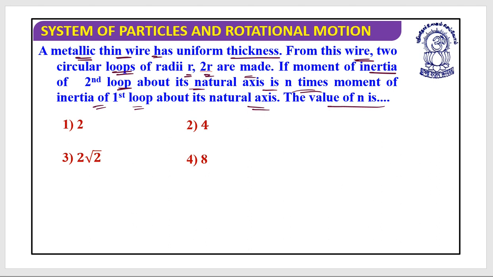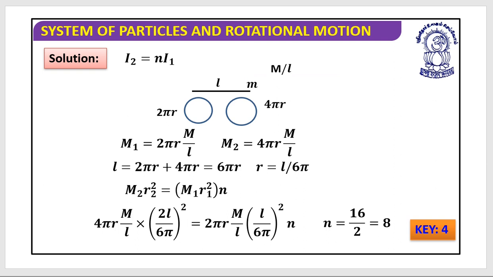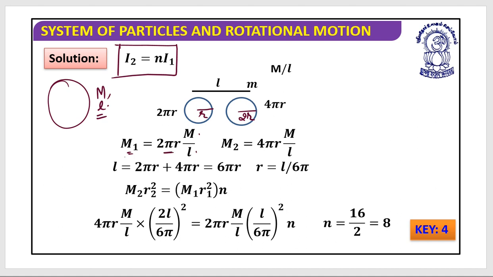They have made two circular loops of radius r and 2r. Let's look at the diagram. This is the circular loop of radius r, while this is the circular loop of radius 2r. One more thing they say is that I2 is equal to n times I1, and this has all been made from a metallic wire having mass m and length l. So the first mass m1 is equal to 2 pi r into m by l. Yes, it's the total mass m divided by the total length l, multiplied by the length used, which is 2 pi r.